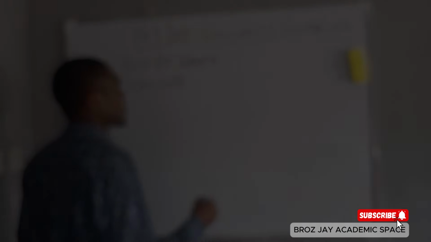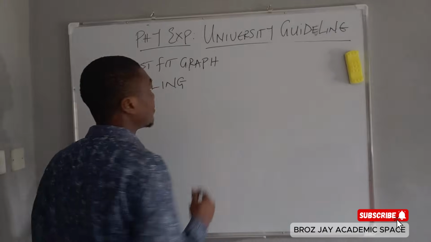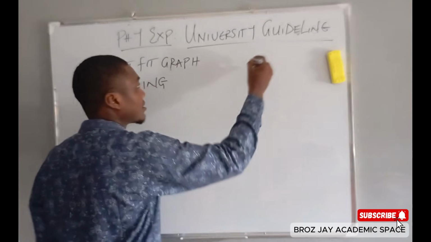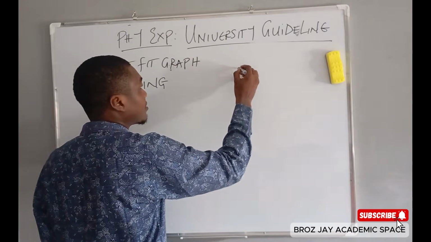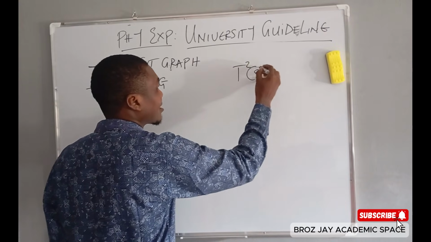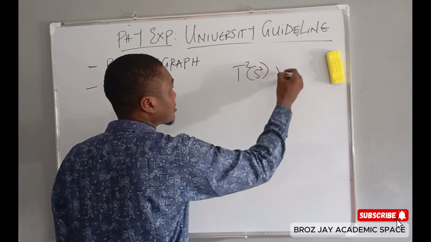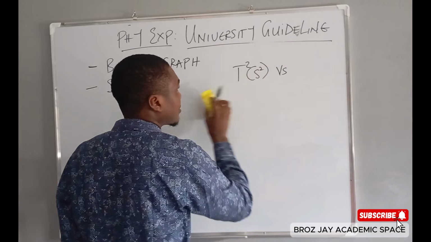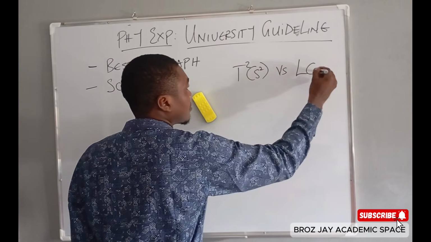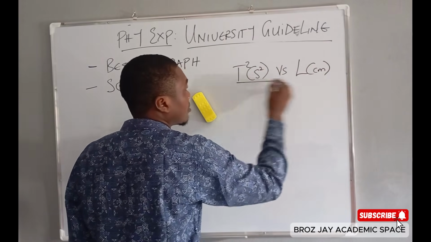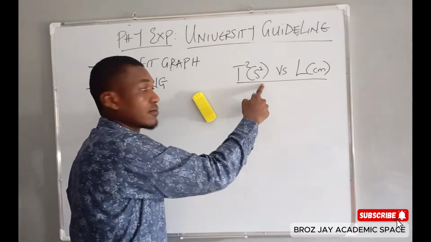Best fit graph and scaling. Best fit simply means balanced graph. Let's say that we have a graph of T squared in second square against L in centimeter square. Please, this is not how to title your graph. Very important.